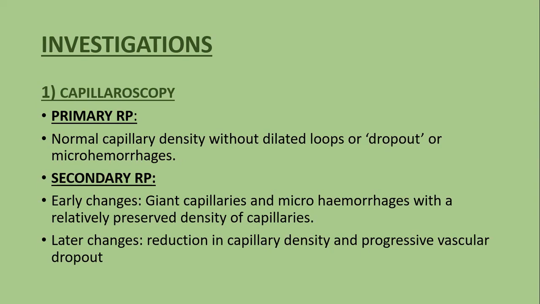Now the investigations. The first investigation, which is the most important, is capillaroscopy. It can be done by a separate instrument or by a dermoscope. In primary Raynaud's phenomena, there is normal capillary density without dilated loops, dropouts, or microhemorrhages. But in secondary Raynaud's phenomena, there are giant capillaries and microhemorrhages with relatively preserved density of capillaries, but in later changes, there is reduction in capillary density and progressive vascular dropouts.